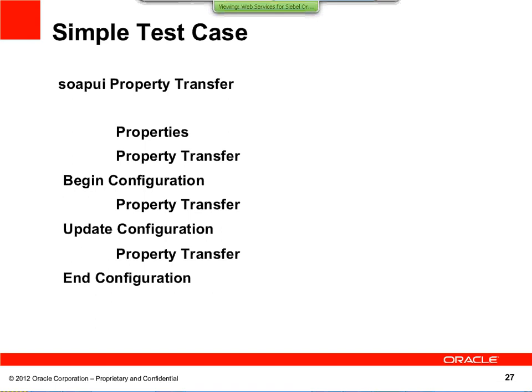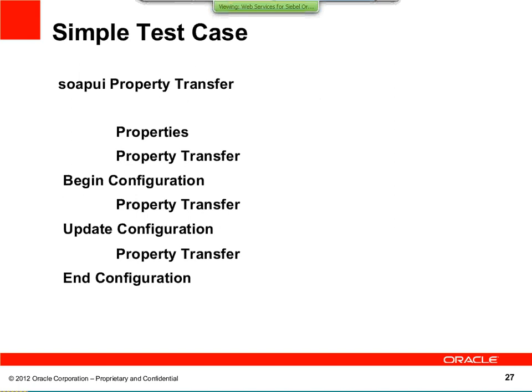The property transfer allows us to copy information, for example, from the begin configuration response into the update configuration request. We just define an additional step in between, property transfer, which copies, for example, the session token from the request to the next response. We can also use other properties like quote ID, quote item IDs. A little bit more difficult is it to parse for integration IDs. Here, for test cases, it might be simpler to provide, to make these changes manually.